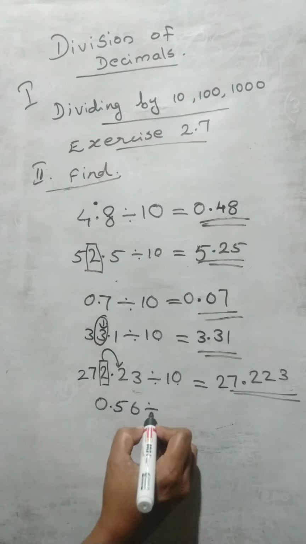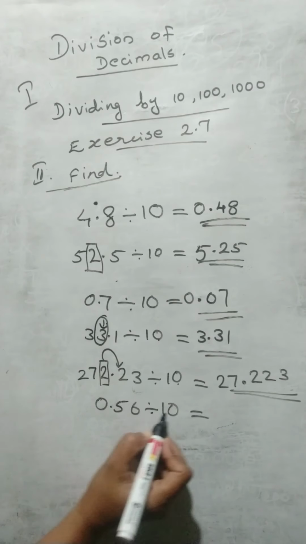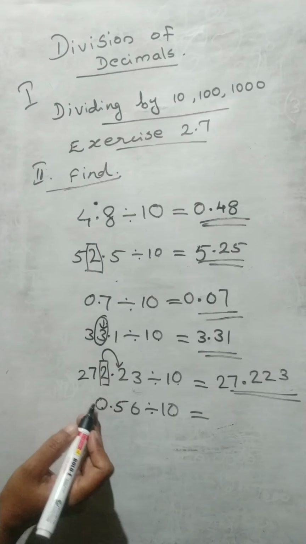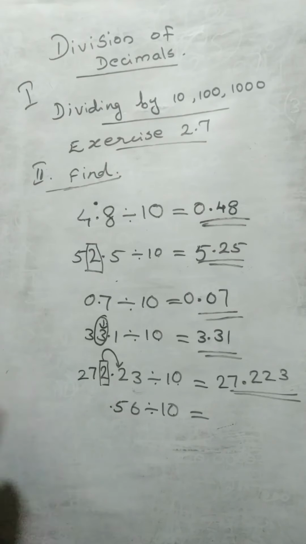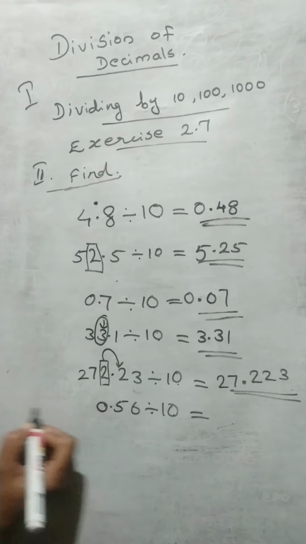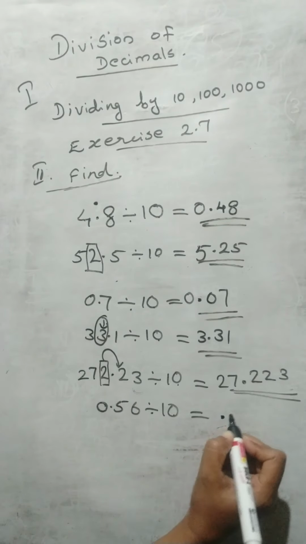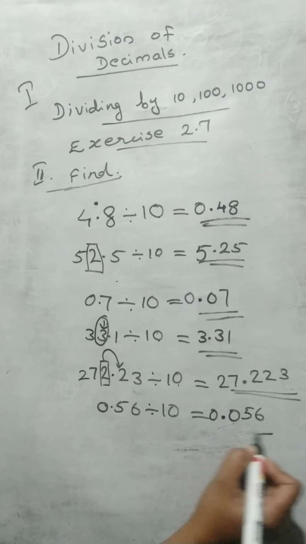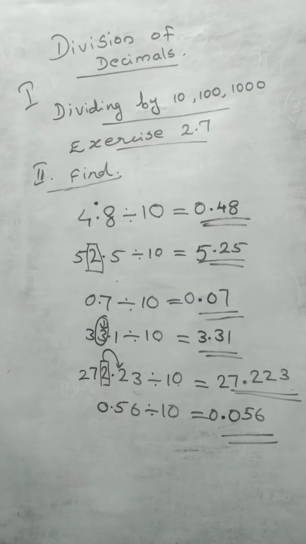Then the next question is 0.56 divided by 10. There is no digit, but we can consider this one as 0. If there is no digit, we have to consider that a 0 will be there. So we can write 0.056.